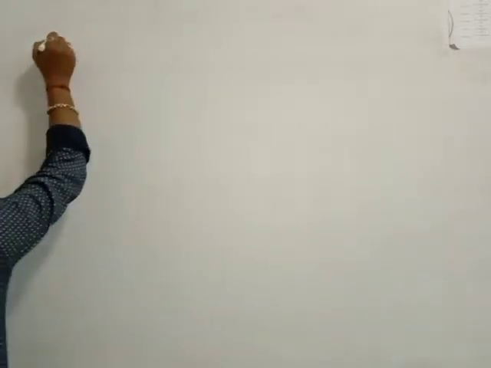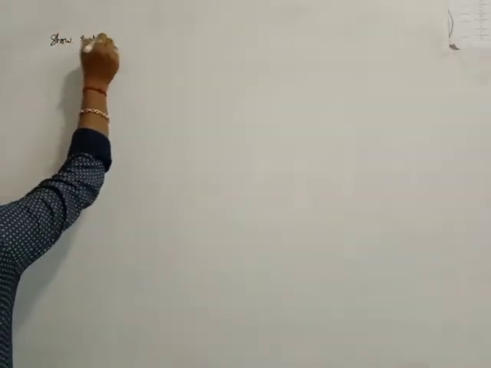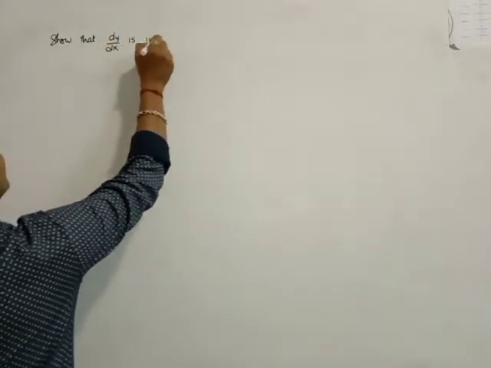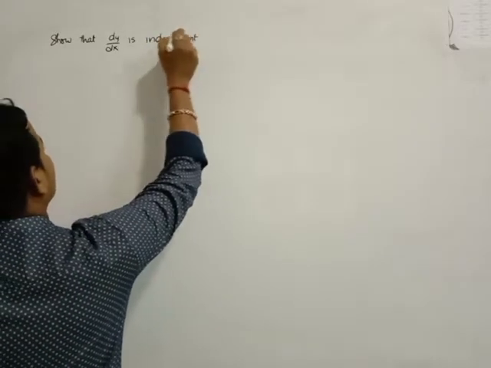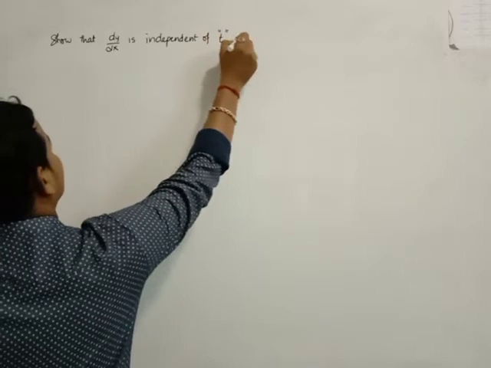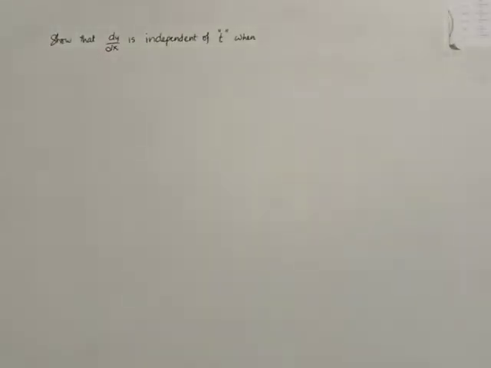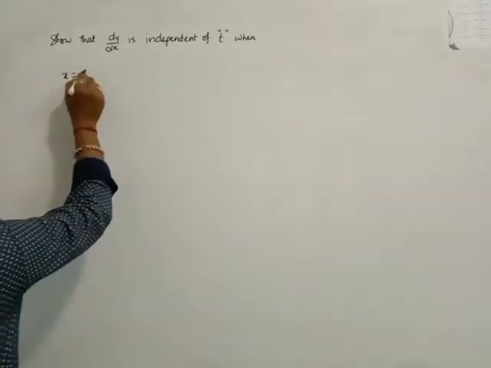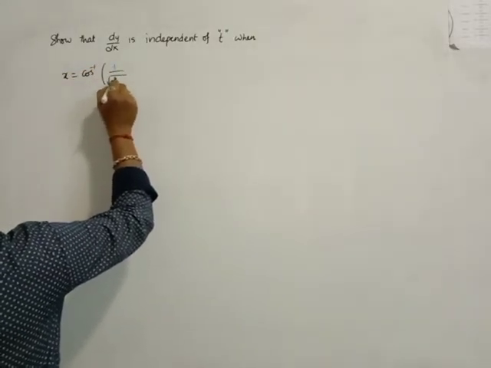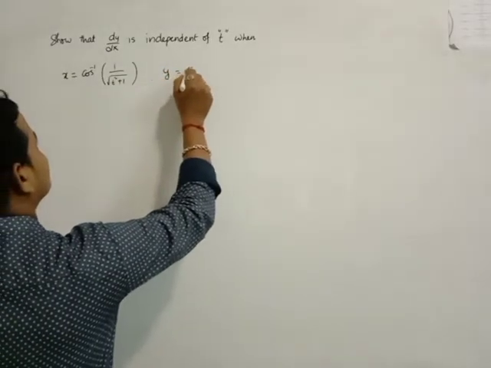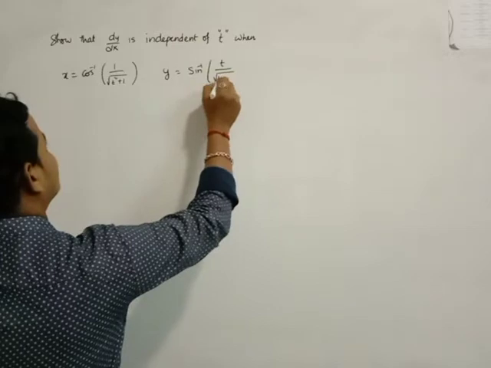And another question is also there. So that dy by dx is independent of t when x is equal to cos inverse of 1 by root over t square plus 1, comma y is equal to sin inverse of t by root over t square plus 1.